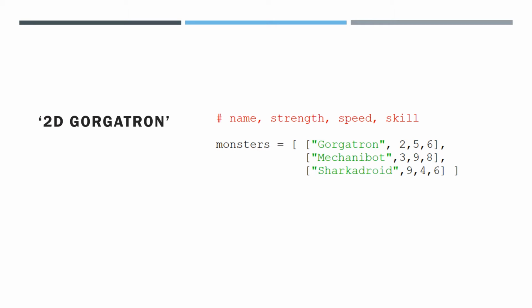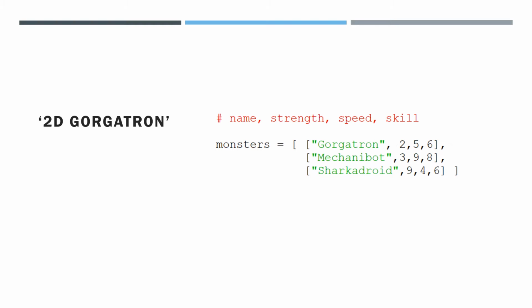So here's the first block of code in the 2D Gorgatron game. If you're my student, I'll provide you with this code. If you're not, you can easily just type it in. So this creates a 2D list of lists. The 2D list is called monsters. It has 3 sublists in it, and each sublist stores the information about a different monster. Each of the sublists contains the name of the monster as a string, and then 3 additional integers. The integers represent the strength, the speed, and the skill of each monster.